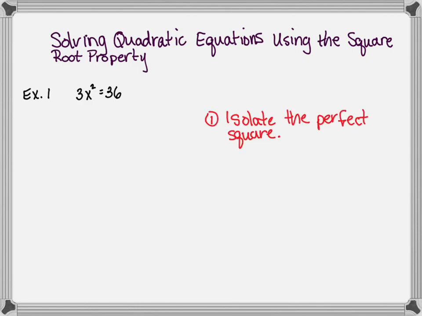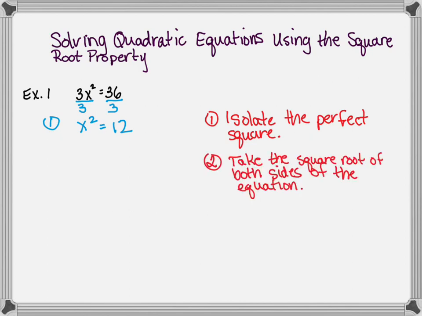Now our first step is to isolate the perfect square term. And in our case, it's x squared. So first, we're going to need to divide both sides by 3. And we end up with x squared equals 12. And now our perfect square term, x squared, is isolated by itself on the left-hand side.